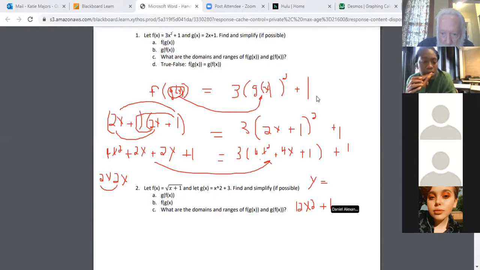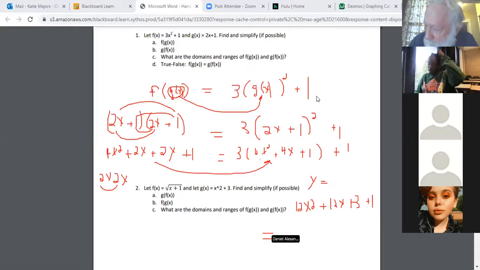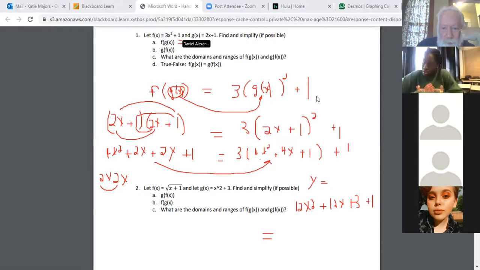And then 3 times 1 is plus 3. And then you have this one here still. Okay. And then what you would do is gather any like terms. So 12x squared plus 12x plus 4. Exactly, right. That's the simplified answer. So that would be the answer to this right here. So f of g of x equals 12x squared plus 12x plus 4.